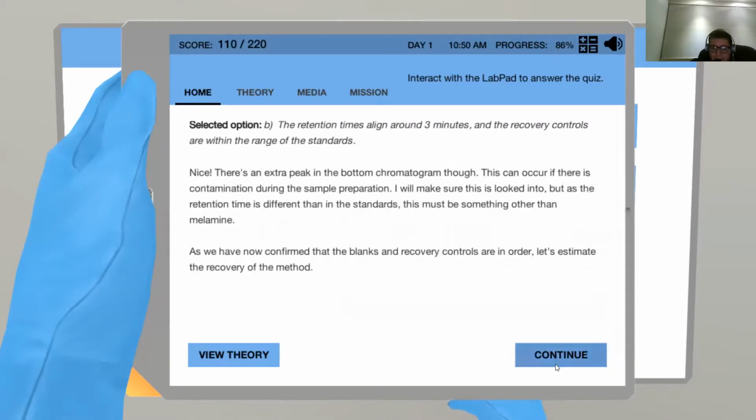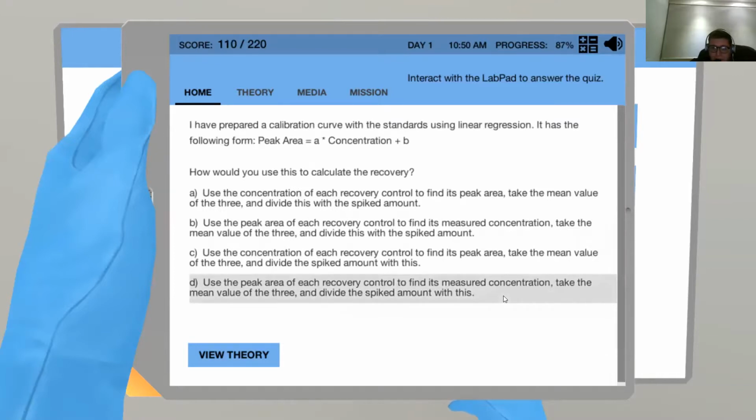Nice. I have prepared a calibration curve with the standards using linear regression. It has the following form. Peak area equals A times concentration plus B. How would you use this to calculate the recovery?